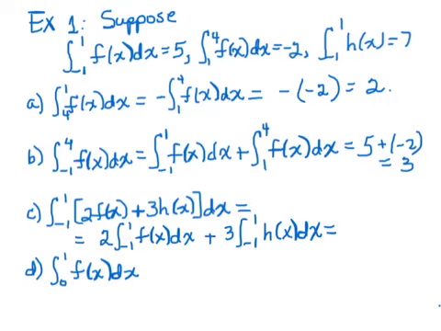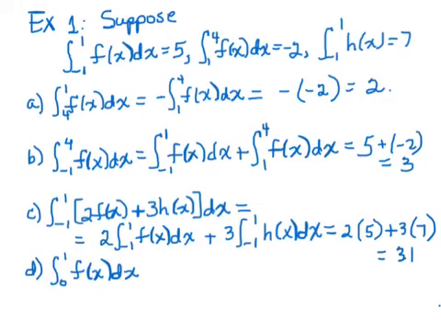And then I need to check and make sure I actually have values for that. And I do. This one right here matches the first integral. And this one with the h matches the third integral. So I'm going to keep my coefficients: 2 times 5 plus 3 times 7, we just substitute. And that's 10 plus 21, which gives us a value of 31.